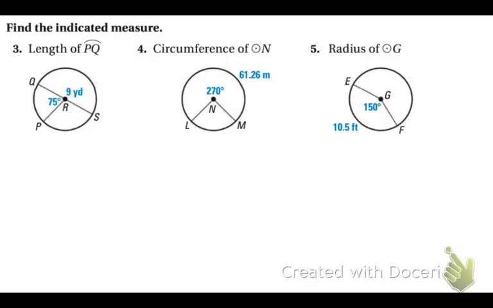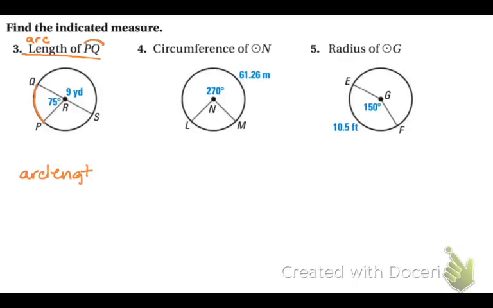Okay, so here we have some problems. Now, in these, you have to be really careful what it is that you're looking for. Okay, so number 3, you're looking for the arc length of QP or PQ. Okay, so notice they got lazy here and they did not write arc length. But you know, since PQ is an arc, that's what they're looking for. They're looking for the arc length of PQ. Okay, so let's do our formula.